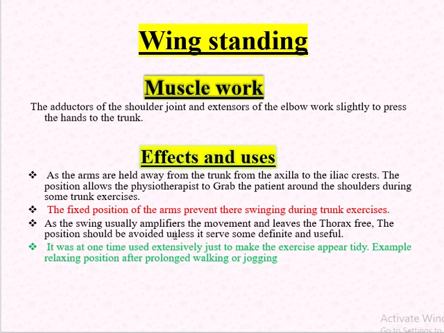As the swing usually amplifies the movement and leaves the thorax free, the position should be avoided unless it serves some definite and useful purpose. It was at one time used extensively just to make the exercise appear sturdy. Example: relaxing position after prolonged walking or jogging. Then you stand like this in wing standing.